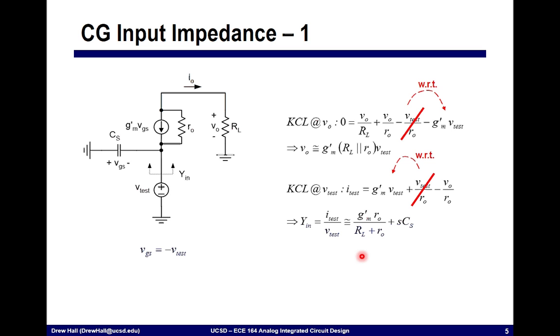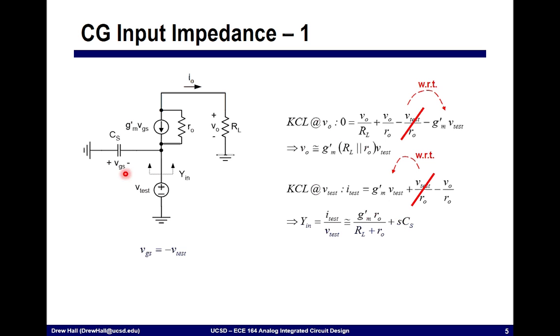Now, let's also talk about the input and the output impedances of these different stages. In order to do this, we'll start by looking at the input. We can write KCL right here at this input, and we can simply say that I test, the current that's flowing in here, is equal to GM prime times V test, plus V test divided by R out, minus V out divided by R out. So we can simplify this by looking at the input admittance, Y in. Y in is I test divided by V test, or GM prime R naught divided by RL plus R naught, plus this SCS.